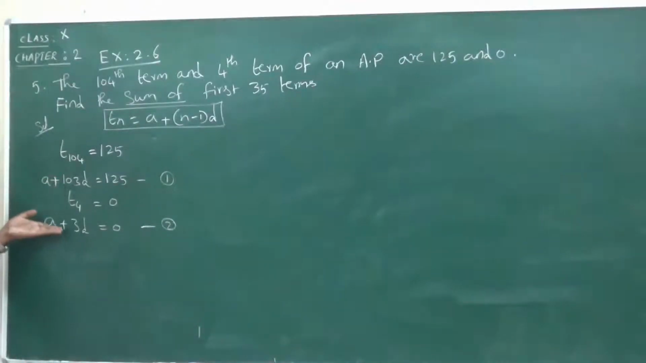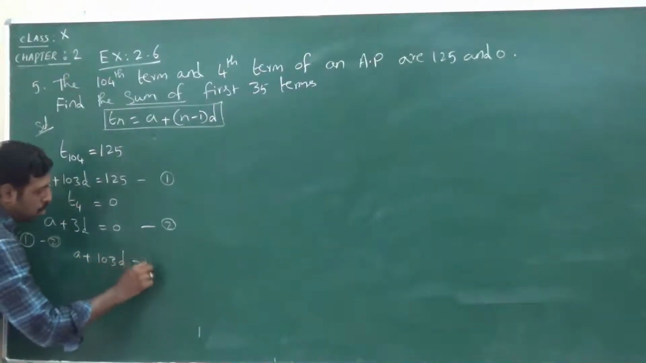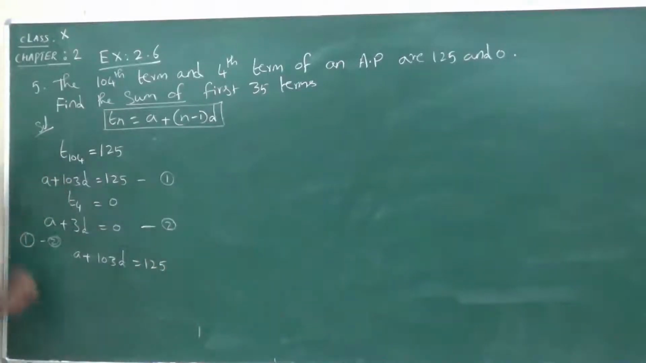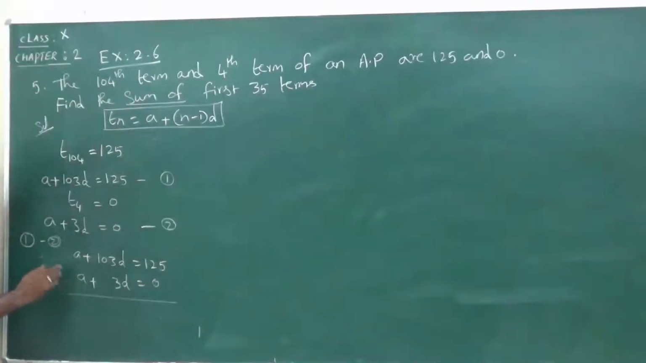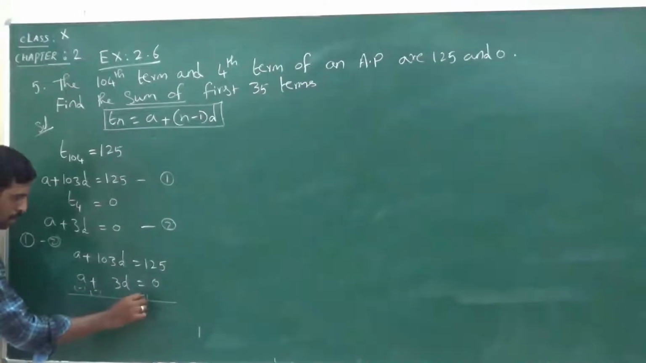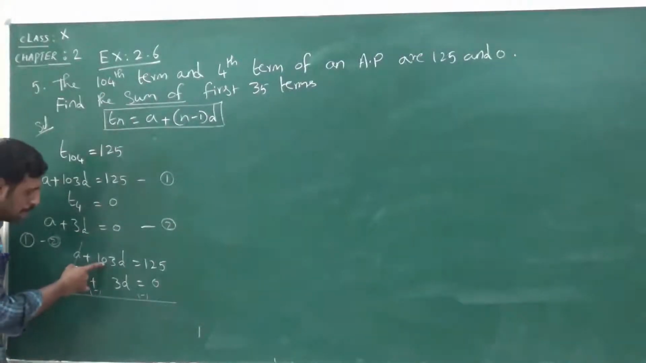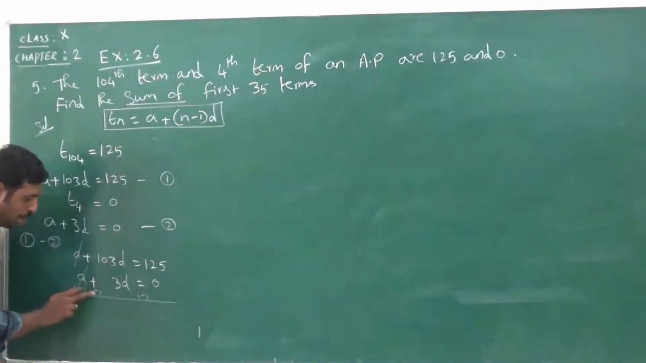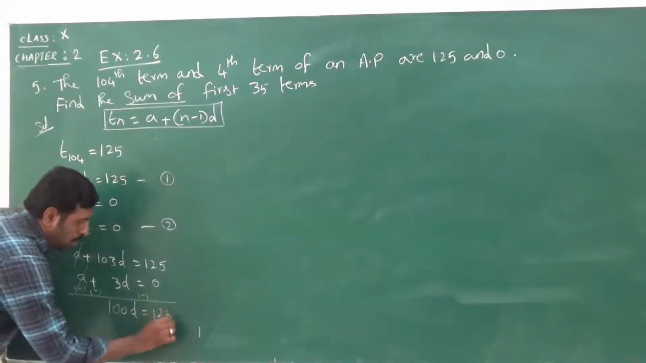By subtracting the first and second equation, we can find the d value. By 1 minus 2. The first equation is a plus 103d is equal to 125. And the second equation is a plus 3d is equal to 0. When we subtract, we have to change the symbol. Here we have plus symbol, we have to change into negative, the opposite symbol. So plus a minus a both are cancelled. Here 103d minus 3d is equal to 125, where we have changed the symbol. 103 minus 3 is equal to 100, d is equal to 125.